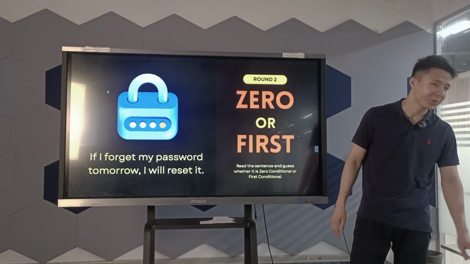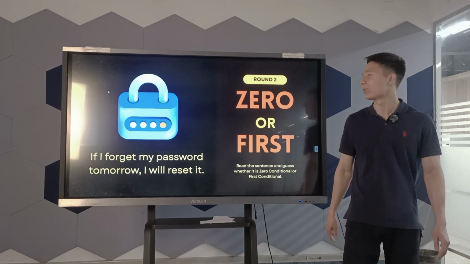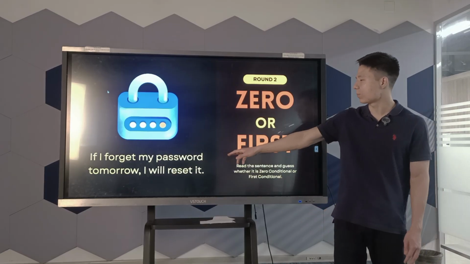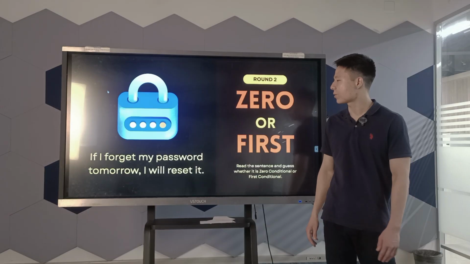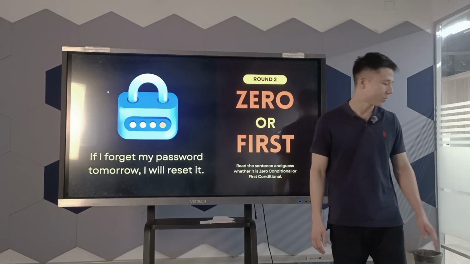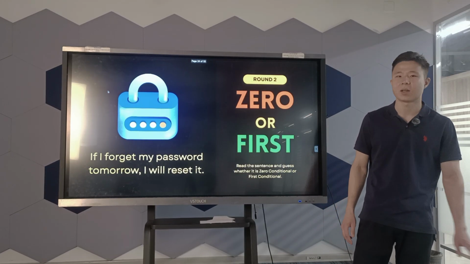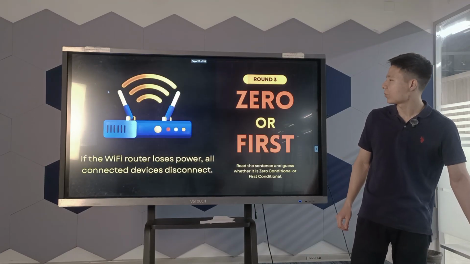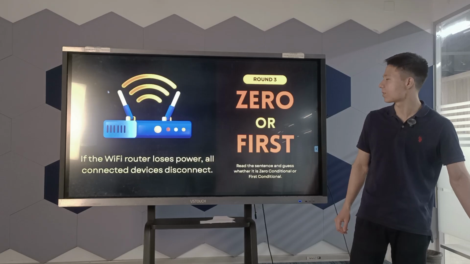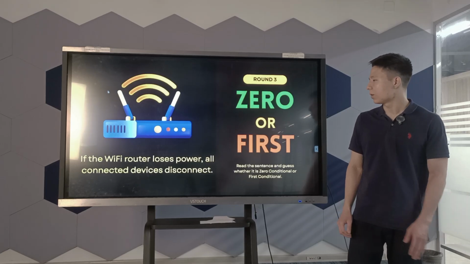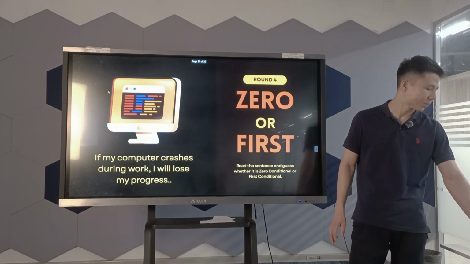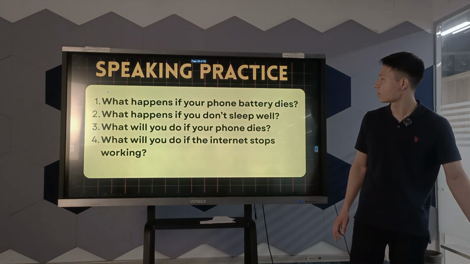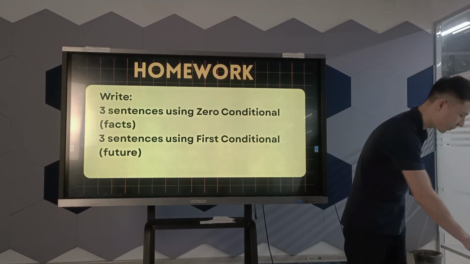Okay, next one. Who wants to answer? Yeah, I see. This is first conditional because we use future simple in the second part, and in the first part we use present simple. It's about future possibilities, and the answers can be different, depending on the person. Third one, yes, it's zero. Next is first conditional. It's also zero. Okay.